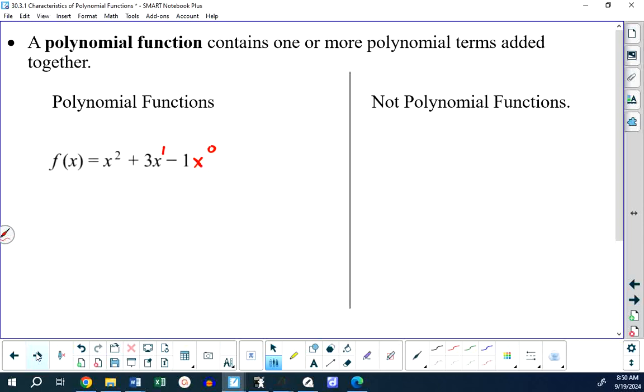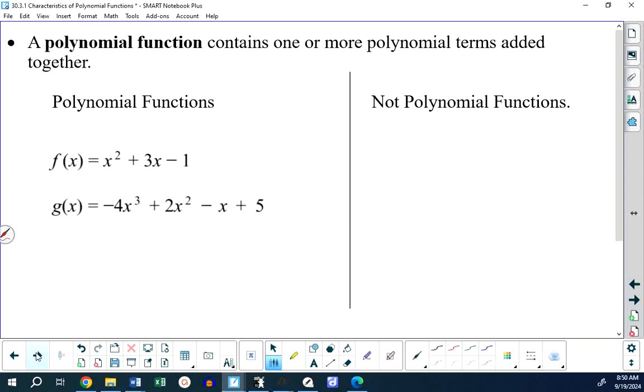The degree of the quadratic term is 2. The degree of what we call the linear term is 1. And the degree of what we're going to call the constant term is 0. So there are 3 degrees in this polynomial function: 2, 1, and 0. g of x equals negative 4x cubed plus 2x squared minus x plus 5. These 4 terms are all polynomial terms.